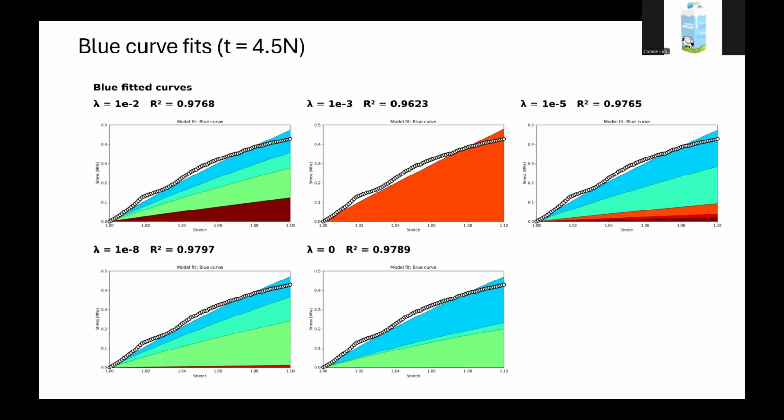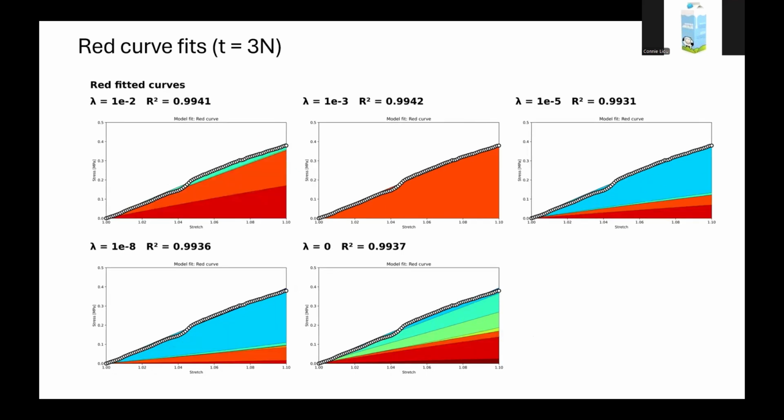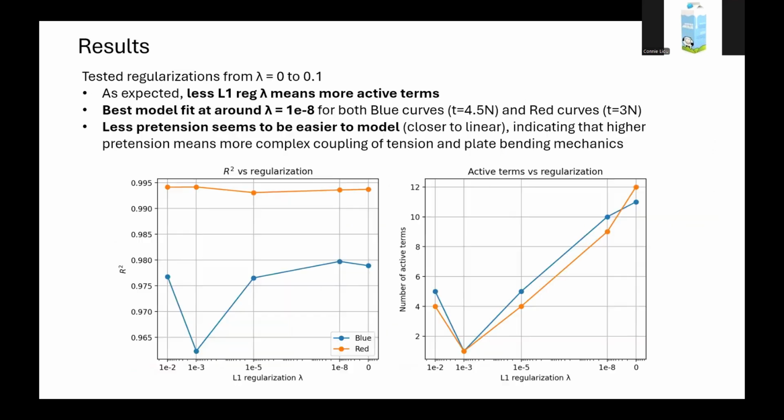So here are the fitted curves for the 4.5 Newton pretension case. As you can see, the model does better when it's less sparse for the blue curves. However, for the red curves, the model does better when it's more linear, indicating the more linear response for less pretension at 3 newtons. As expected, the less L1 regularization lambda parameter means there's more active terms, and less pretension seems to be easier to model, with the 3 newtons being much more linear in response, indicating that higher pretension means there's more complex coupling of tension and plate bending mechanics.